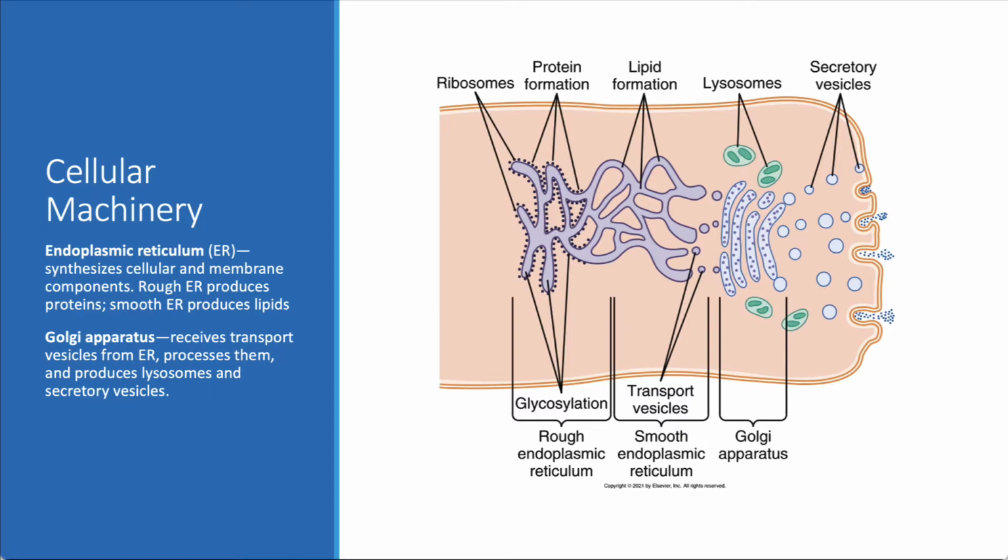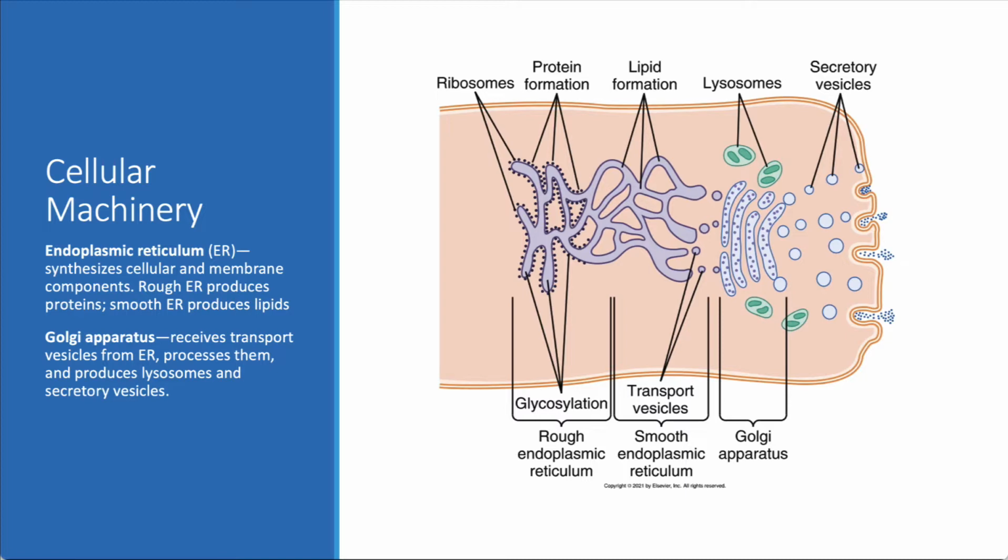So the rough ER is the ER that has the ribosomes attached to it. And you can imagine that those are important in protein formation. So the rough ER is what produces proteins in the cell. The smooth ER is what forms lipids in the cell and combines all the fatty acids, etc., to make the lipids.